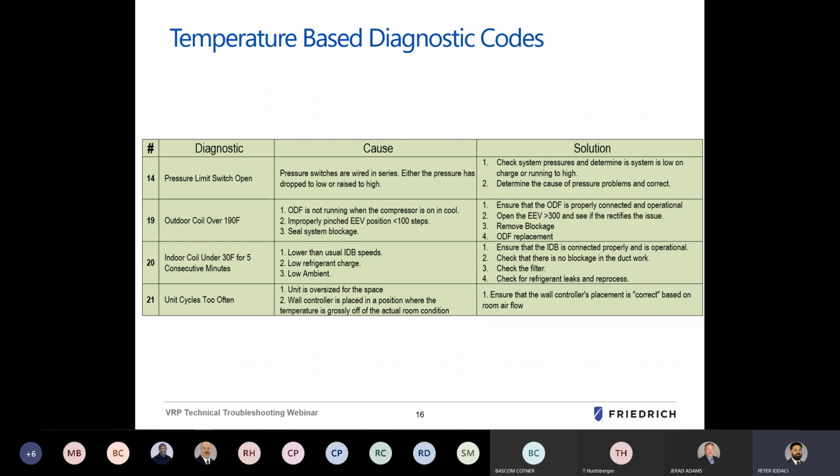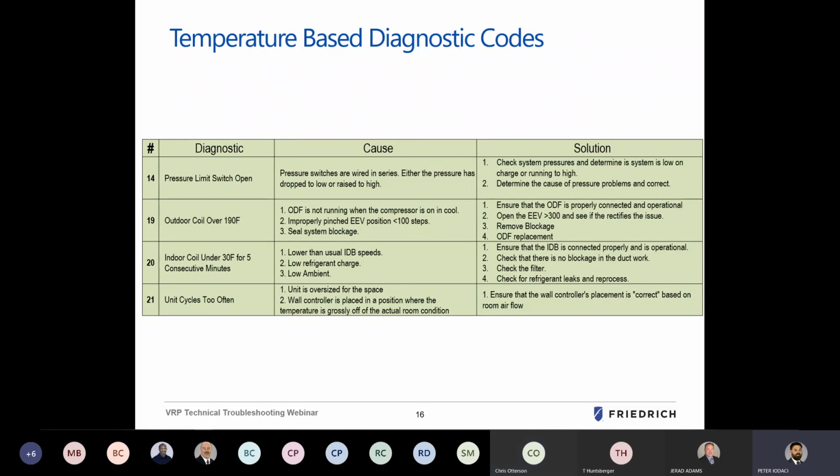Error code 14 is probably one of the better ones because it is in regard to the pressure switches. The VRP has a high and a low pressure switch, and these pressure switches are wired in series. So if we lose any of those pressure switches or they go off, it's going to give you an error code 14. Both of those switches are on black connectors, on the yellow and the orange wire.